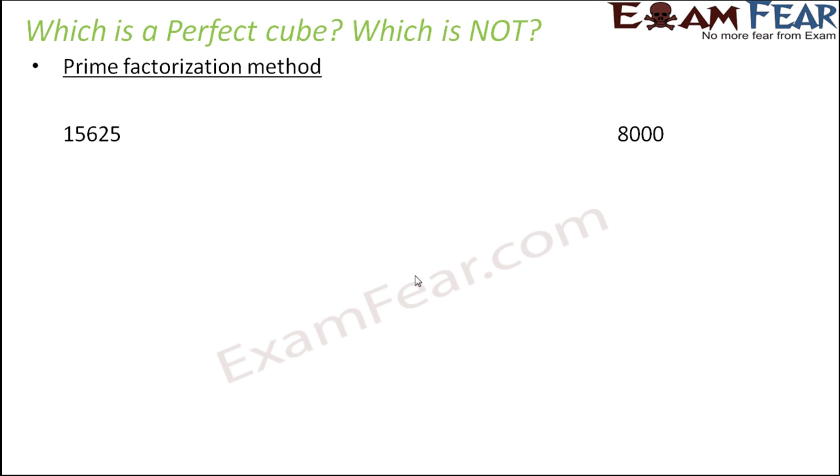So for that we make use of the prime factorization method. So what is this method? You are all aware of the method, and it still remains the same. While we were learning about perfect squares, you learned about this method. In this method, we first prime factorize the given number. So here the given number is 15625.